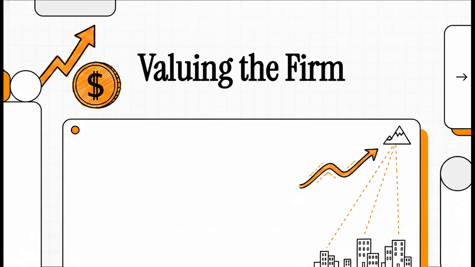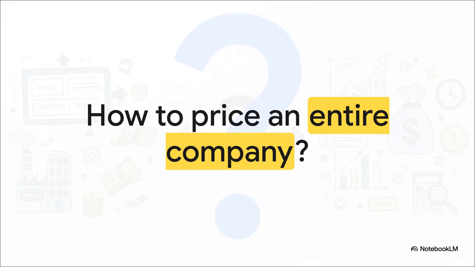Okay, let's dive into this. It all starts with this massive, foundational question. How do you put a price tag on an entire company? I mean, it sounds incredibly complex, and yeah, the math can definitely get deep, but the core concept is actually quite intuitive. Think of a business like a giant pie. Before we can figure out what one individual slice is worth to a specific shareholder, we've got to figure out the value of the whole pie before it even gets sliced up.